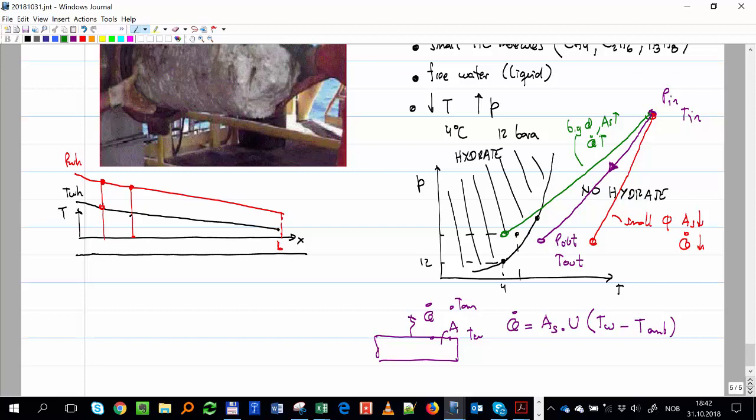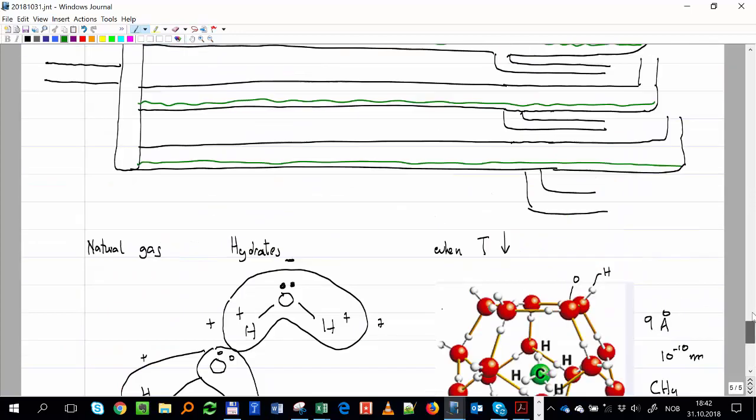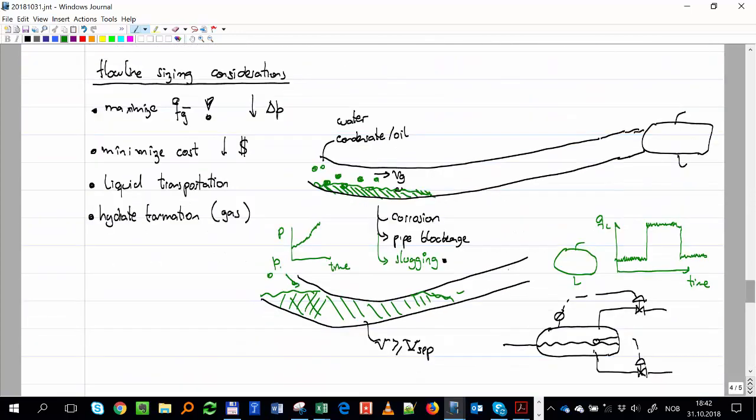Okay, so just to be aware of flow line, we have a few more things that we have to take into account. So one of the things is not only to maximize Q, minimize pressure drop, the cost is very important, but the liquid. Also when you have oil, you have the same phenomena. You have plugs of liquid and gas that we should avoid. This in general is called flow assurance.